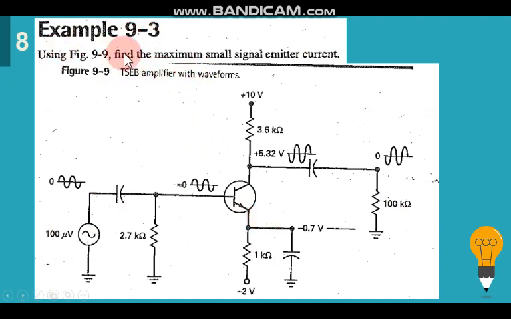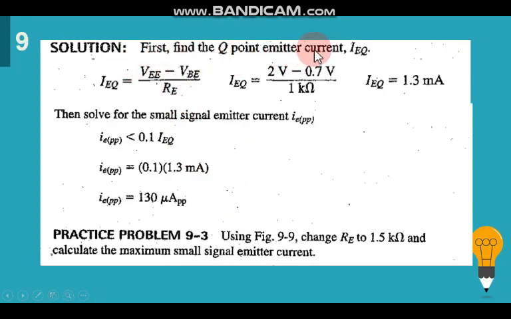Now look at one example using the same. This is the TSEB amplifier with the waveforms, and you want to find out the value of IEQ. What can be the maximum value of AC current ie peak to peak? For that we need to find out the DC value of IE. We already know how to do the DC analysis. We can find out 1.3 milliampere, and by keeping the 10% rule, if it is 1.3, it will be 0.13.